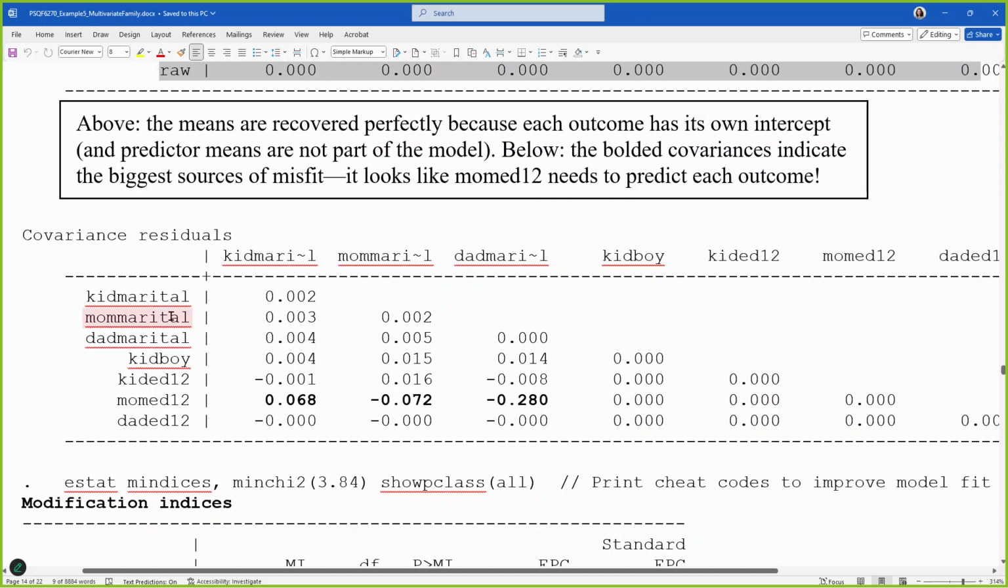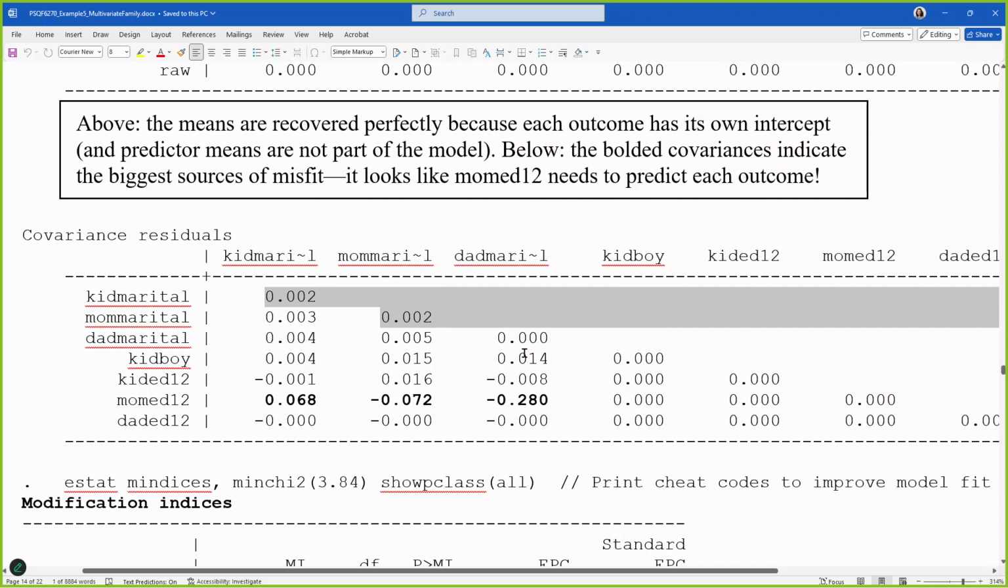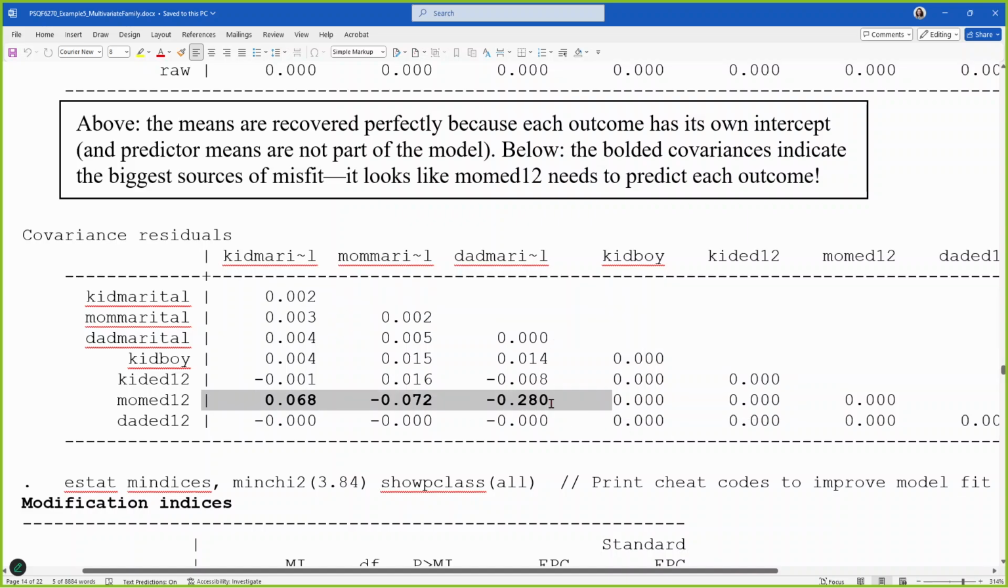If we do the covariance matrix, on the diagonal are variances. These are pretty much fine. On the off diagonal are the covariance residuals, how wrong these are relative to the data. And I've highlighted the ones that I wanted to pay attention to. Mom ed and dad marital.